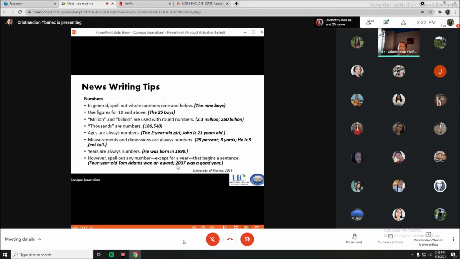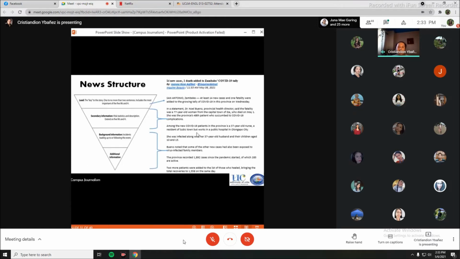Okay, so spell out numbers from 0 to 9. Spell out 0 to 9, and then use figures from 10 and above, until thousands. If it reaches a million, you have to indicate the number plus the word million, billion or trillion. For thousands, you also write it in figures, like 1,892, and 14, because it is already beyond 9.